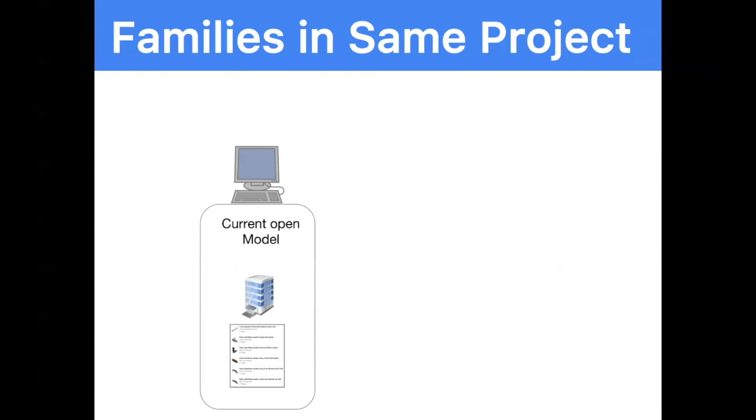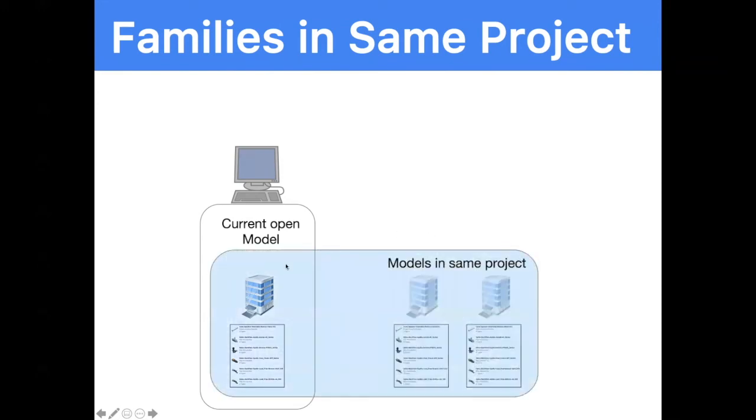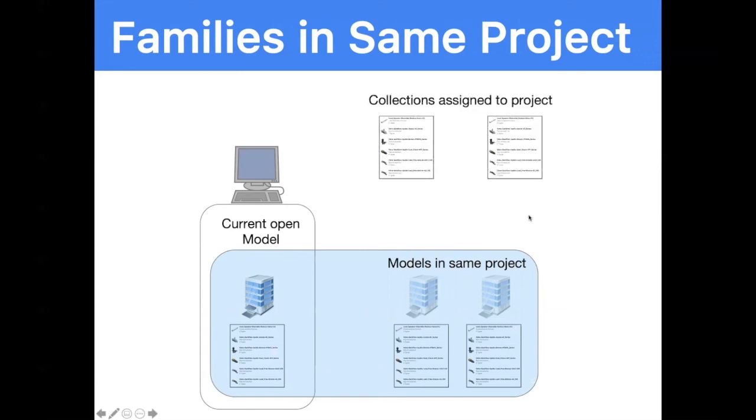So I've said a couple of times that if things are in the same project, then they come back as high priority with that little blue icon. So what does that mean? It means that it's in the model you're working on, or it's in a model that's in the same project. We group models into projects, and if it's in another model that's in the same project you're working on, then it will be considered in the same project. And if it's in a collection that's assigned to the project, so collections are assigned to projects, then that will have the blue icon.